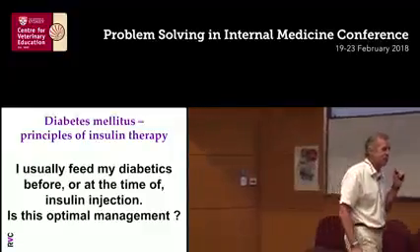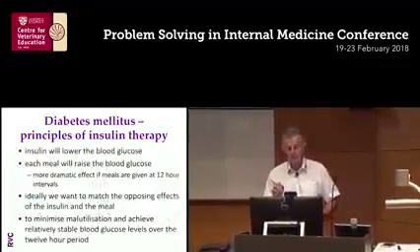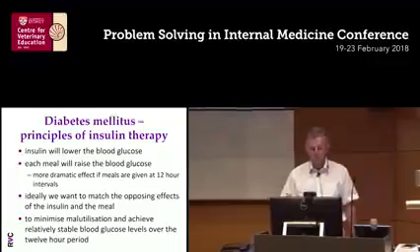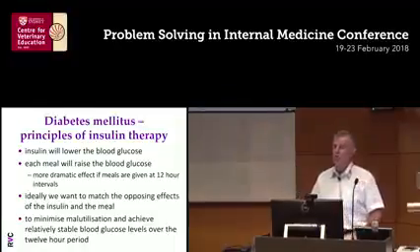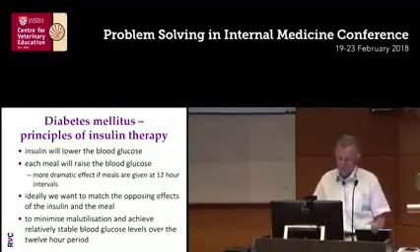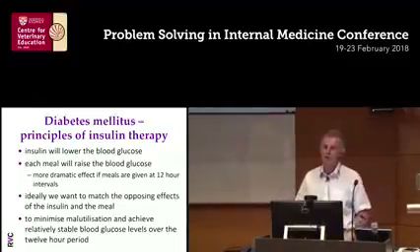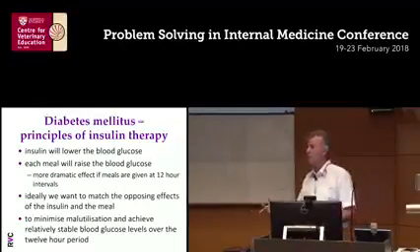Here's the question. Is that optimal management? Don't answer. But let's remember the principles. Insulin lowers the blood glucose. Meals raise the blood glucose. Ideally, we want to match the opposing effects of the meal and the insulin to minimise the malutilisation and achieve relatively stable blood glucose. Everybody comfortable with that? Do you think that's a reasonable principle? That's one of the reasons why we talk about low glycemic index.